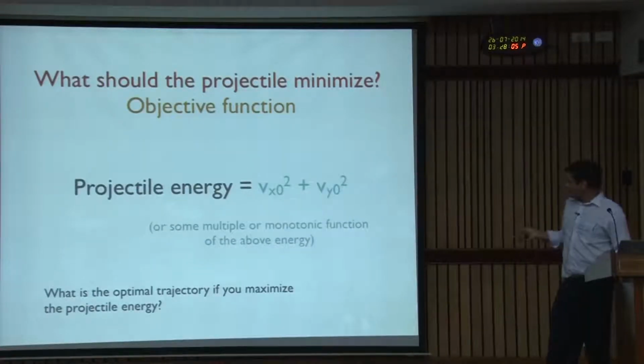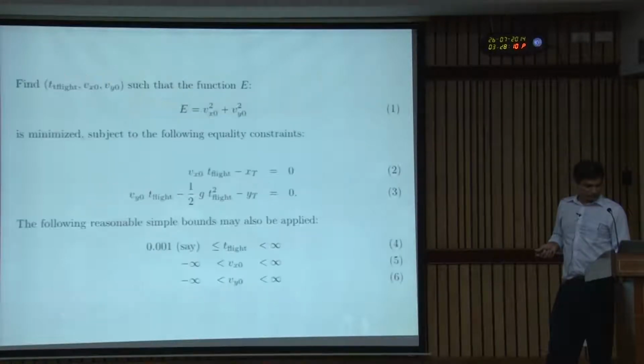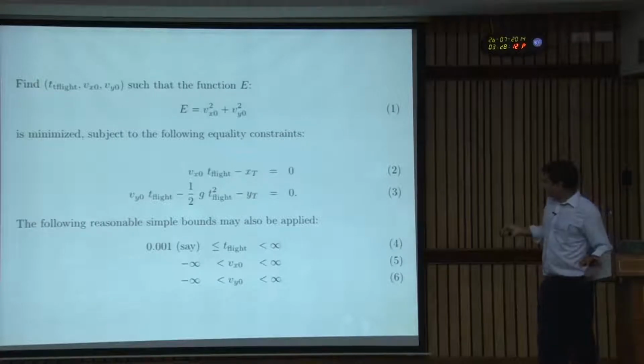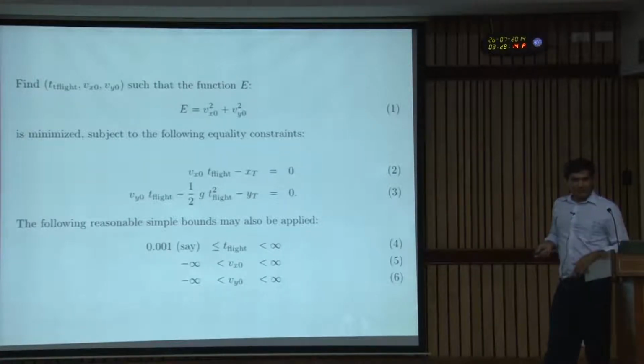Okay, and the projectile energy is going to be vx squared plus vy squared. So that's maybe if you want to write it in a manner that looks slightly more mathematical, you can write it like this. This is what you want to minimize, two equality constraints, and then there are three inequality constraints. The inequality constraints for the velocities are trivial, so to speak. In other words, they're completely unbounded. And then the time of flight, you say, has to be positive.